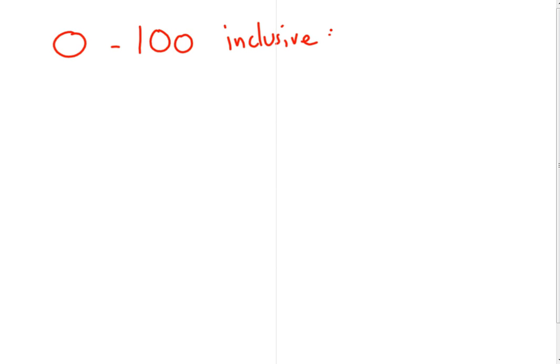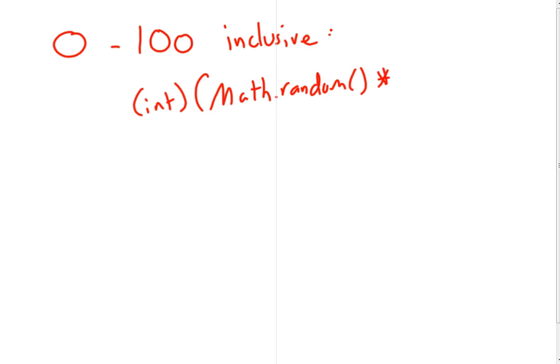What if we want 0 to 100 inclusive? That is, we want to go from 0 to 100. Pretty much the same thing, except we're going to put 101 right there. You're like, why 101? Well, the same reason why we put 100 when it was 99. That is because math.random is going to give you any number right all the way up to 1, but not including the number itself. Remember, math.random goes from 0 all the way up to 1, but it doesn't include 1. So the largest number that we would get inside these parentheses would be 100.999999. We cast that as an int, all those nines drop off, and so from the low end we have 0, the high end we have 100.